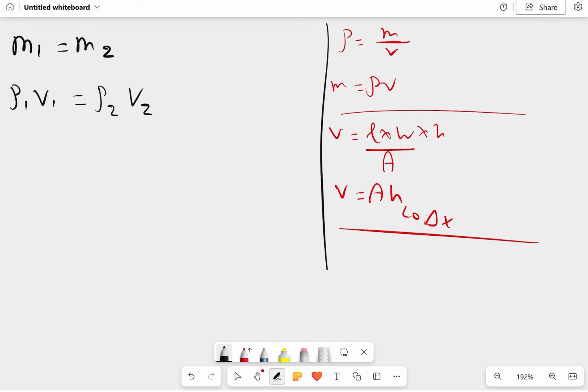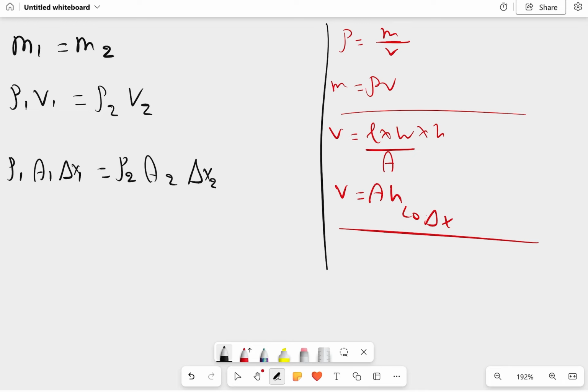Now, instead of writing volume, I can say rho 1, which is density, multiplied by area 1, multiplied by delta x1, okay, which is equal to rho 2 multiplied by area 2 multiplied by delta x2, okay? Sorry, this is delta x2.